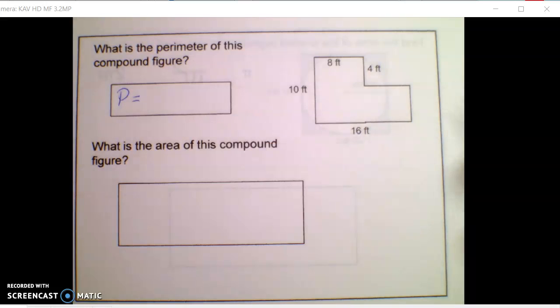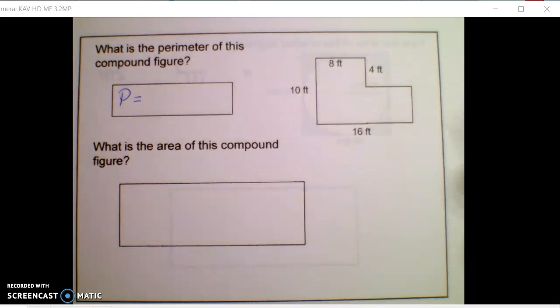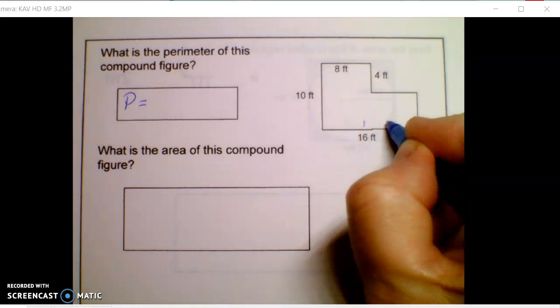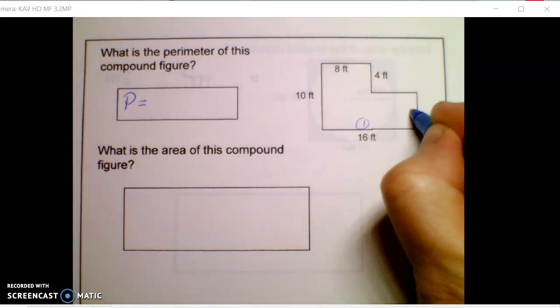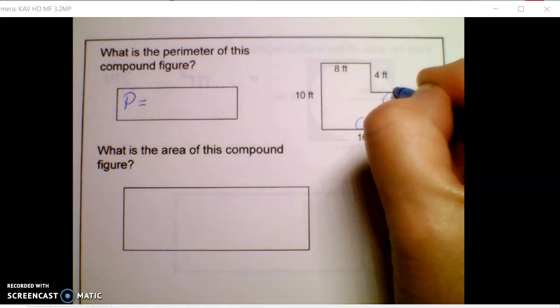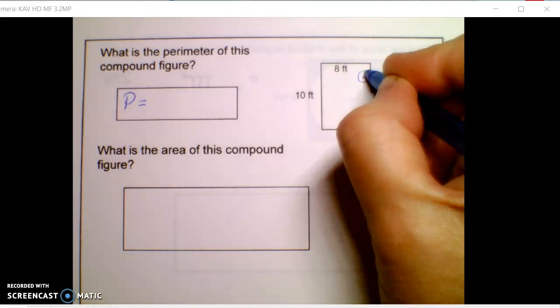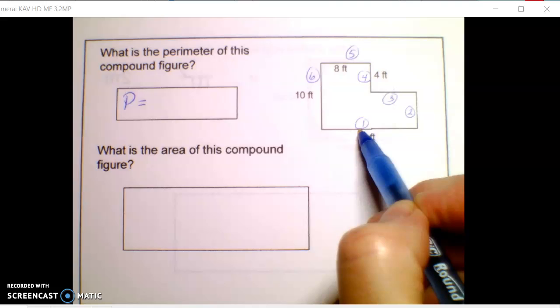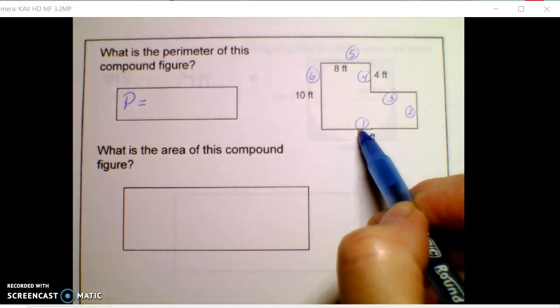So what we want to do is make sure that we don't miss any sides, because it's really easy to do that. So I'm going to start counting sides. This is side 1. This is side 2. Oh, there's no number there. Side 3. There's no number there. Side 4. Side 5. Side 6. And I'm back to 1 again.